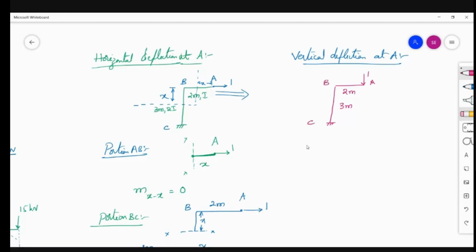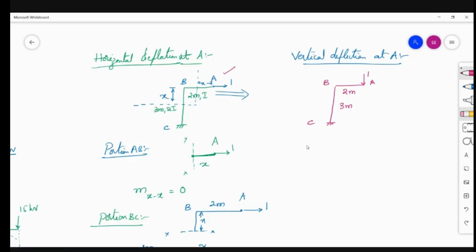So these are the energy theorem concepts. We have 3 methods. One is the strain energy method. The second one is the unit load method. The third one is Castigliano's theorem. In the unit load method, wherever the deflection is required, apply the unit load in the same direction. To get horizontal deflection, apply a horizontal load. To get vertical deflection, apply a vertical load at A.